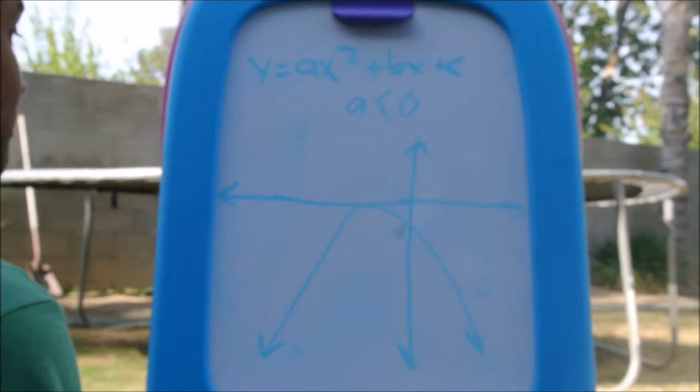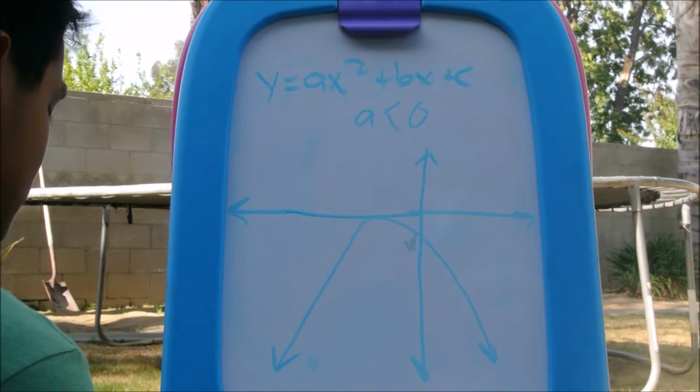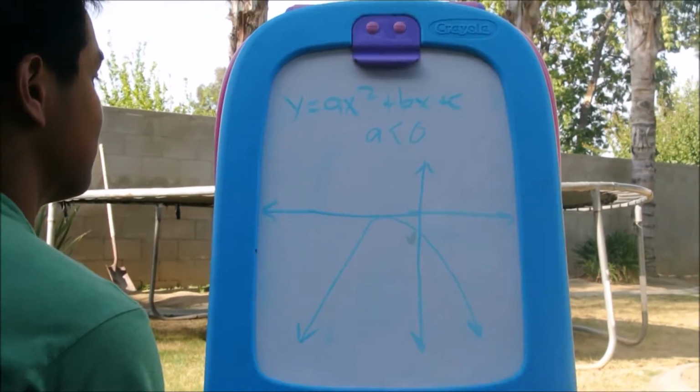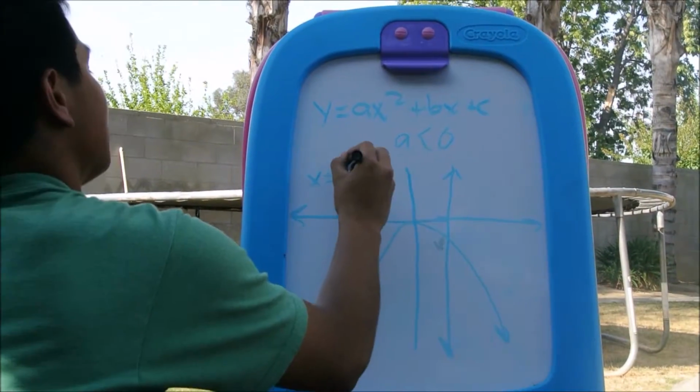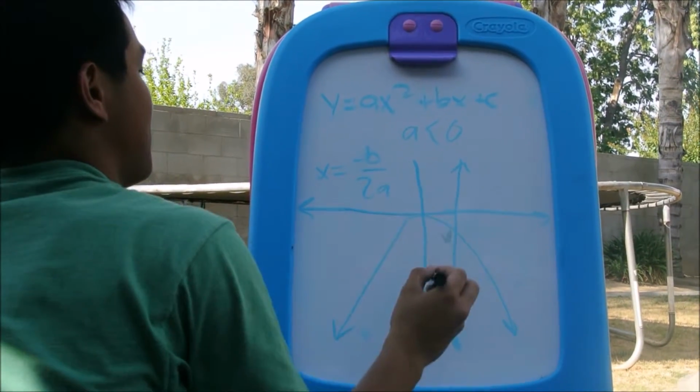The y-intercept is c, so the point (0, c) is on the parabola. Properties of the graph of y equals ax squared plus bx plus c when a is less than 0. The graph opens down when a is less than 0, and the axis of symmetry is x equals negative b over 2a. The y-intercept is c, so the point (0, c) is on the parabola.